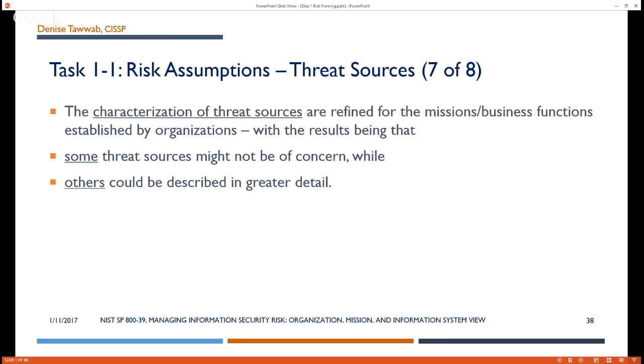The characterization of threat sources is refined for the business functions established by your organization, with the results being that some threat sources might not be of great concern to you, while others you know you need to describe in greater detail. So again, you're looking at the threat space, just seeing what's threatening us.